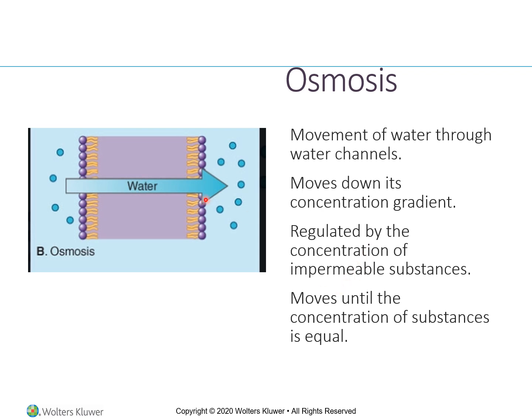Okay, you can see in my little picture, on the outside of the cell membrane I have 1, 2, 3, 4 substances, and on the inside I have 1, 2, 3, 4, 5, 6, 7. So a higher concentration of substances inside of the cell than I have outside. And so water is going to move down its concentration gradient. It's going to be pulled towards the area that has the higher concentration of substances. Okay, and it's going to move until the concentration of those substances is equal.